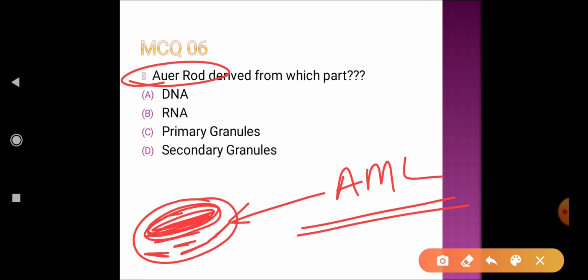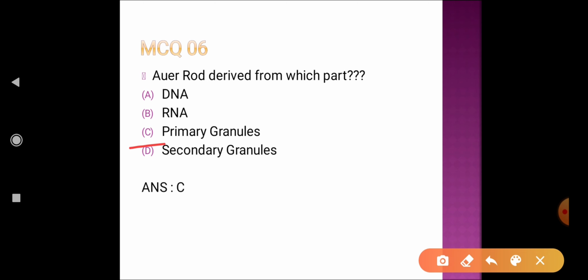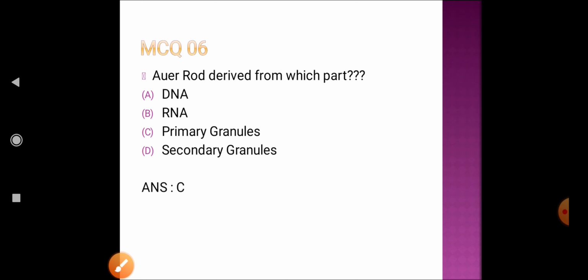So this Auer rod is derived from which part? It is derived from the primary granules. So your answer will be primary granules of the WBC cell. Usually Auer rod is seen within the cytoplasm and it derives from the primary granule, not secondary.